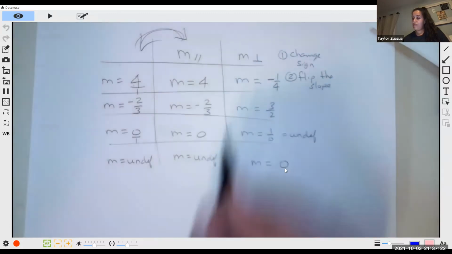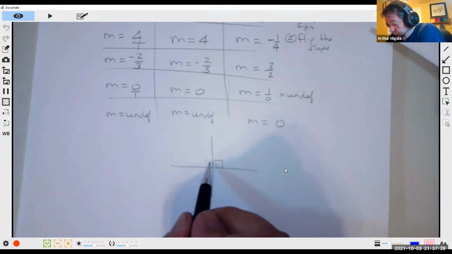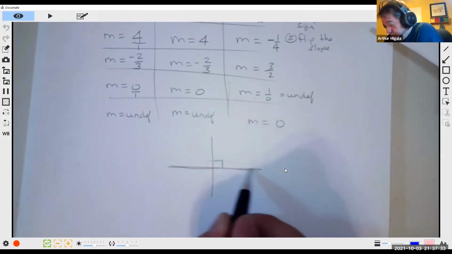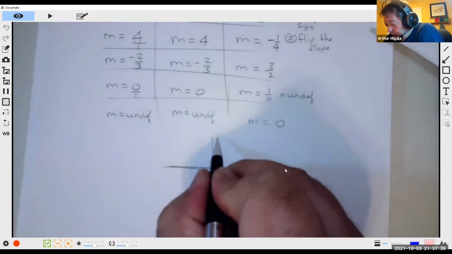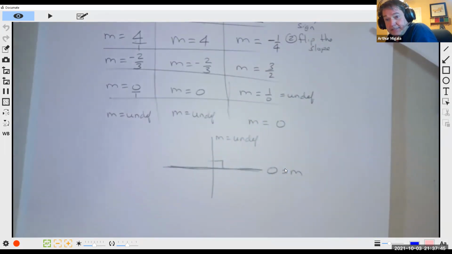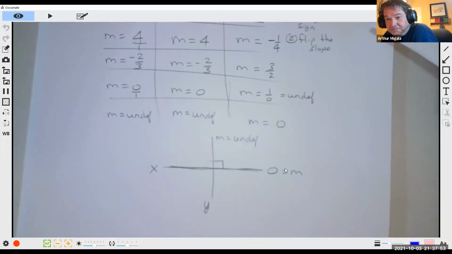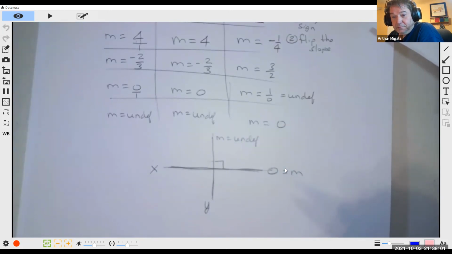Remember, perpendicular lines create a right angle, 90 degrees. All these angles are 90 degrees. So for example, this is an example of the slope equals 0, and this is the example of an undefined slope, which is also the x-axis and the y-axis. So if the slope is 0, the perpendicular slope is undefined.